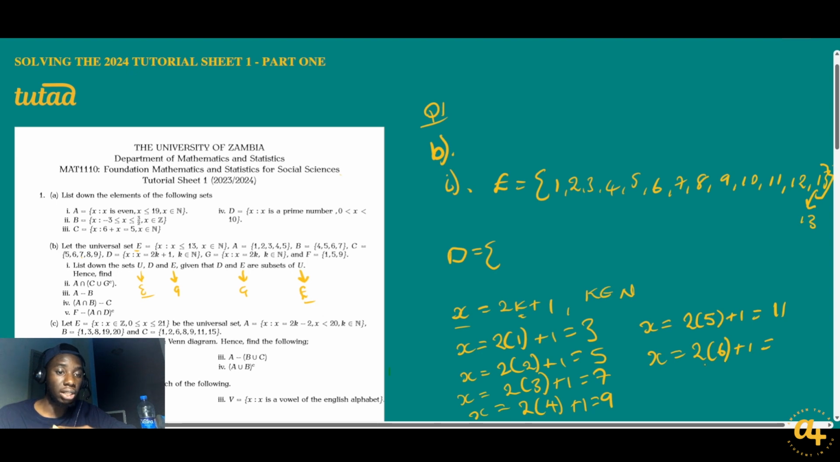this is going to give us what? 2 times 6 is 12. 12 plus 1 is 13.